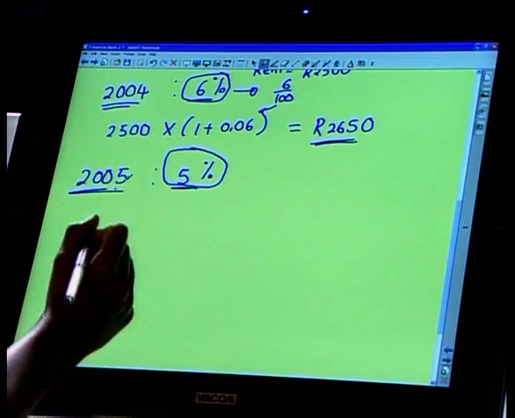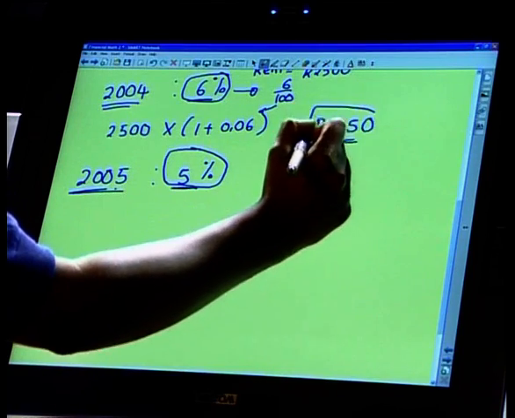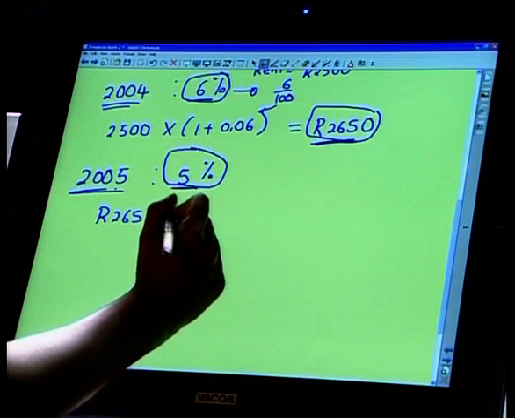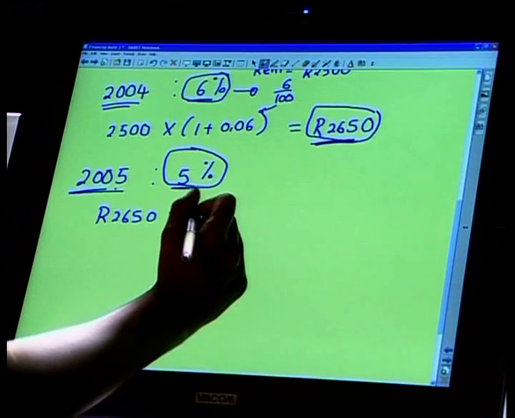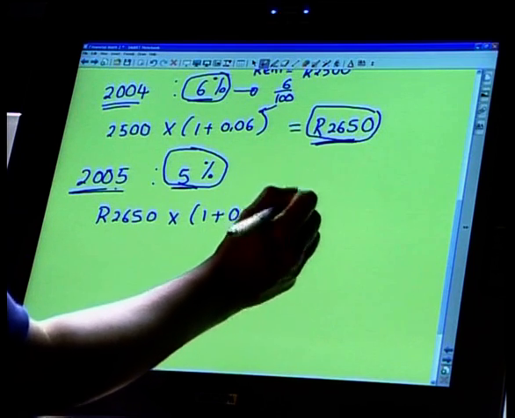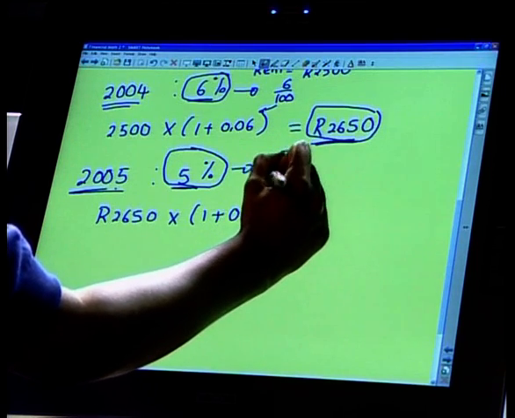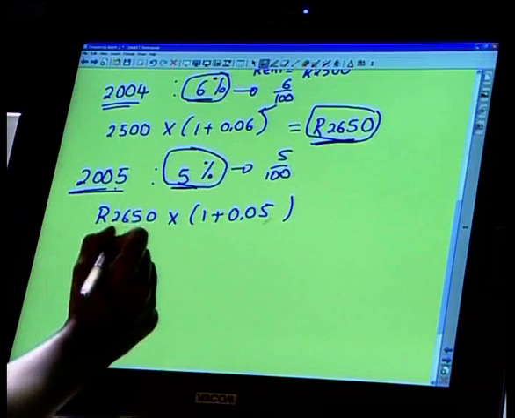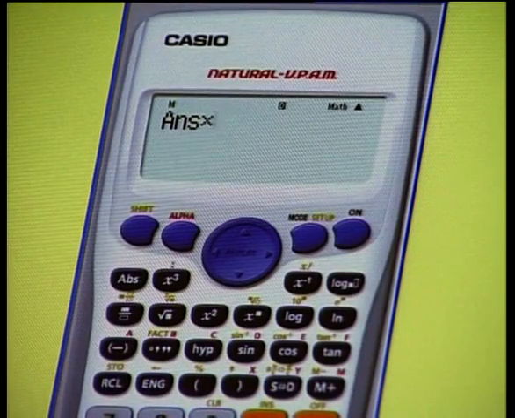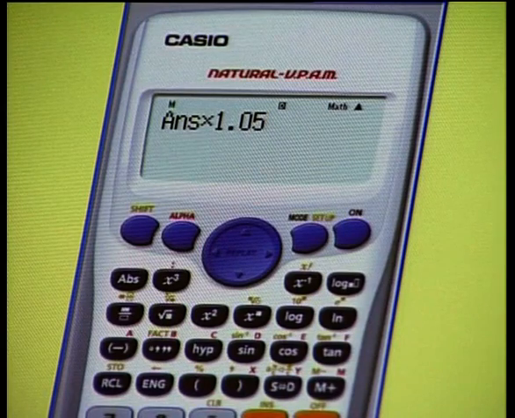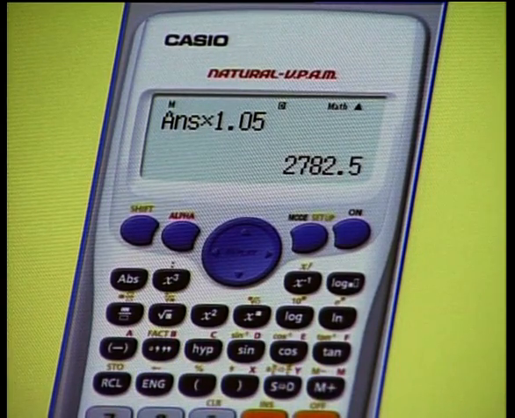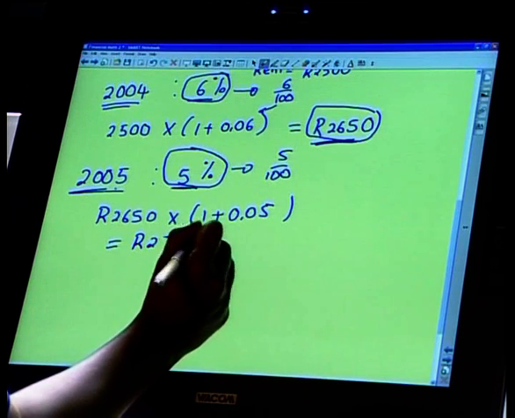So to find out what he's going to pay in 2005, we take the amount from 2004, which is 2,650. We then need to find the percentage increase of that. So we have to times by 1 plus our percentage here, which is 0.05, since that is 5 over 100, which we can write in decimal form as 0.05. Work that out on the calculator. So it's the previous amount times 1 plus 0.05. And that gives us 2782.50. So it's 2,782 Rand and 50 cents.